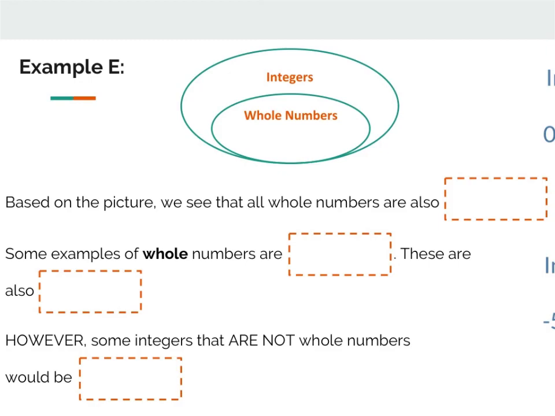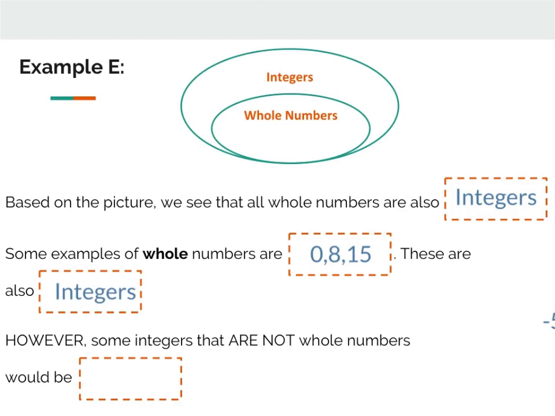So here we are at example E, and example E has a picture for us, and it has whole numbers inside integers. So based on our picture, we see that all whole numbers are also integers. So everything that's a whole number is also an integer. So some examples of whole numbers are 0, 8, 15. Are these the only choices that I could have picked? No, but they're a good representation, and I always want to make sure that when I have whole numbers, I can write 0. And these are also integers. So every number that is a whole number is also an integer.